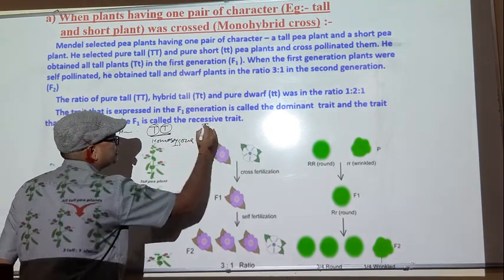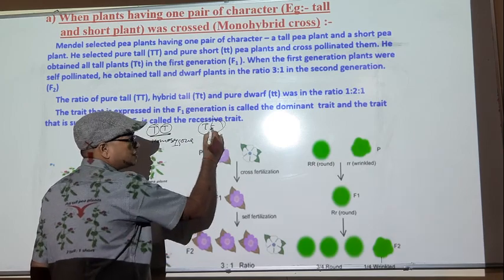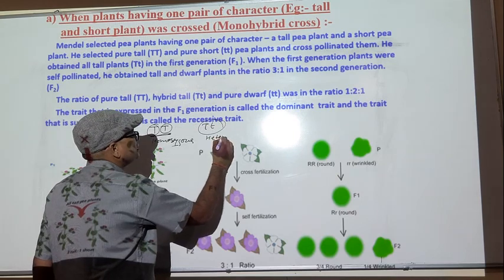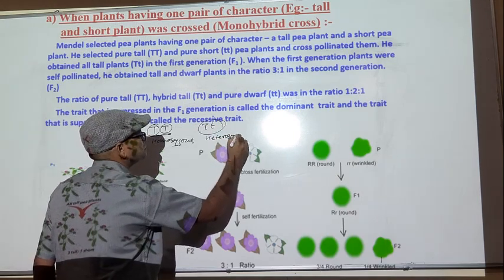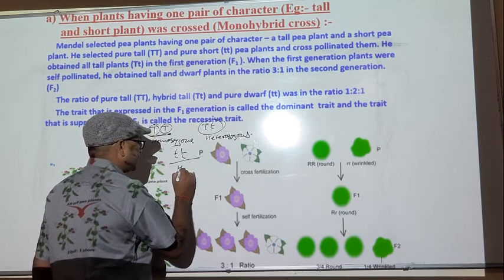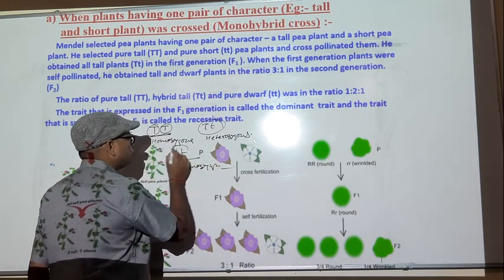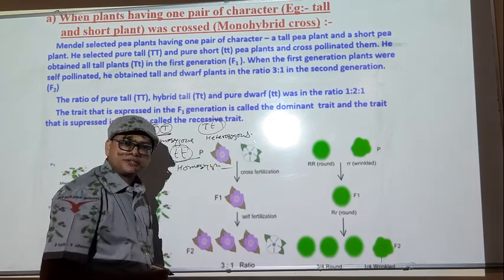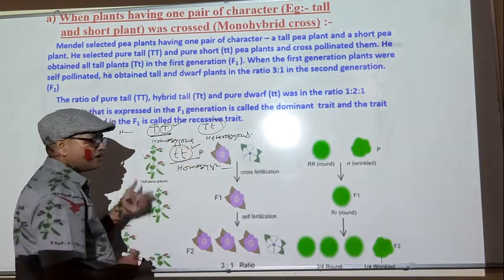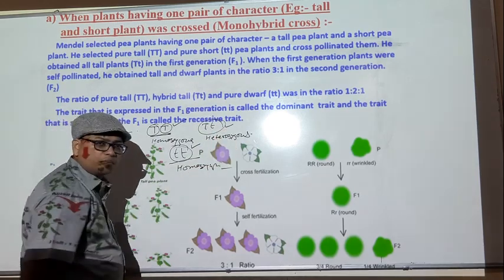And if we take capital T and a small t, here both the alleles are not similar together. So this condition is called heterozygous. And when we take a small t and a small t, again it is called homozygous, because both the alleles are similar. So this condition and this condition are called pure breed, while this condition is not called pure breed, it is a hybrid breed.